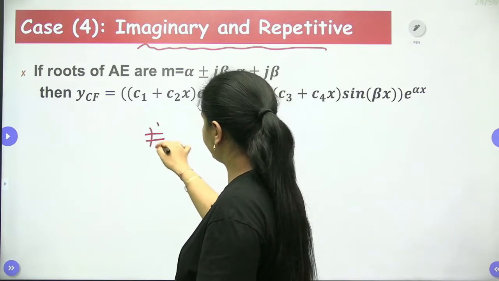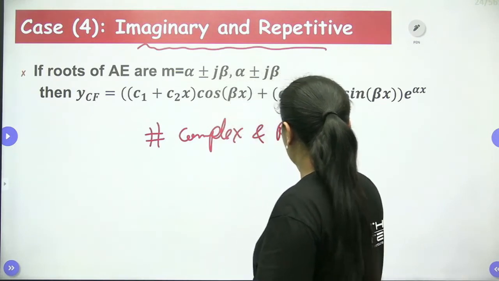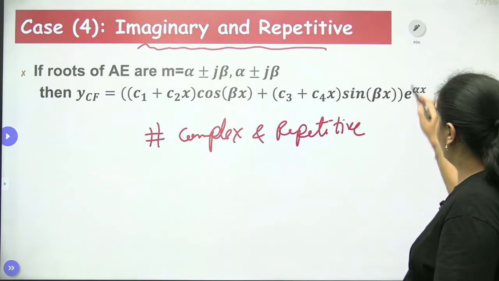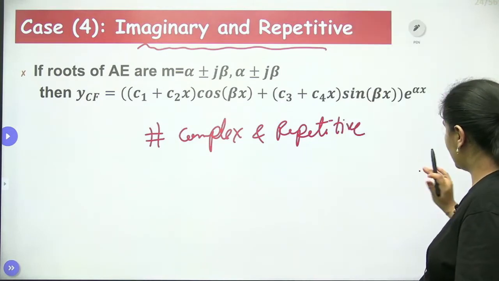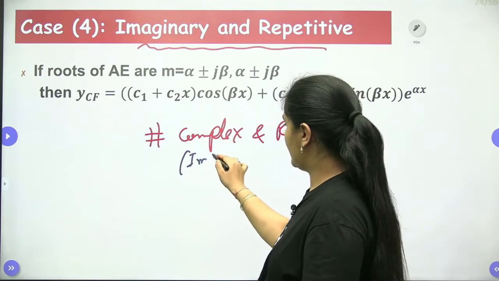It should be complex and repetitive, guys, right? Okay, so it should be complex and repetitive. Let me show you what exactly the meaning of complex and repetitive is. Or you can say it is imaginary and repetitive.